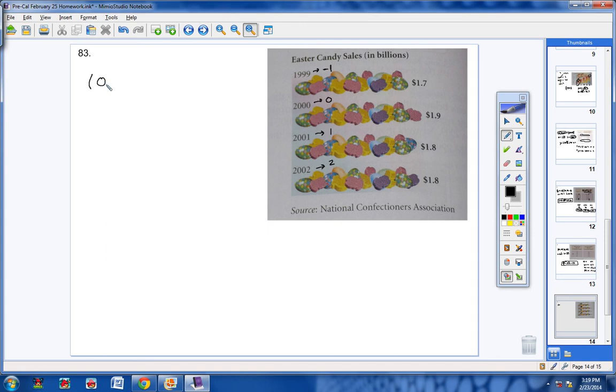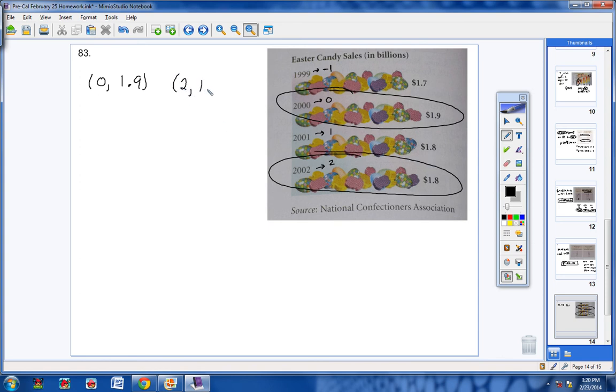Okay? So I'm going to use these 2 ordered pairs to write my linear equation. Remember how it's always easier to find B when you have an ordered pair that starts off with 0. So I'm going to use this ordered pair here, 0, 1.9, and then come down here and I'm going to use 2, 1.8. Now you could have used any 2 points that you want. I just chose those randomly. Now let's go ahead and write our linear equation.